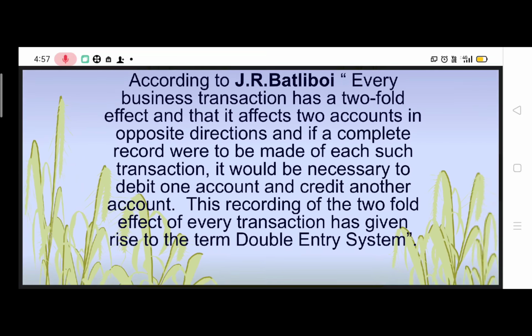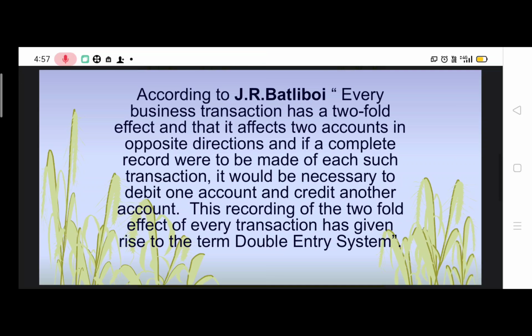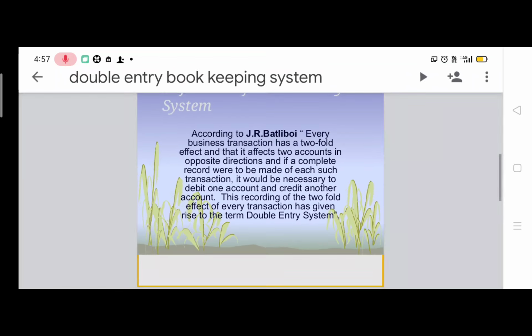So what this definition tells us is, every business transaction has two effects. Two accounts are there which are opposite to each other, like receiving and giving. Okay, they are opposite ends. So it becomes necessary that when you write one account in debit, the same activity, the same transaction, should also have a credit account. And this recording, writing twice about one activity, is called the double entry system. So that was about the definition, dear students.